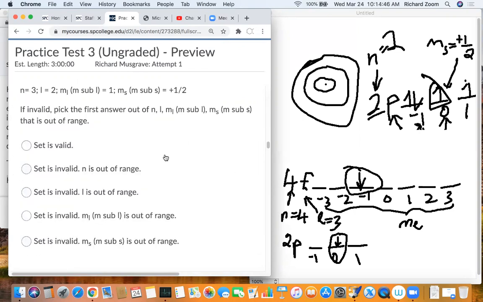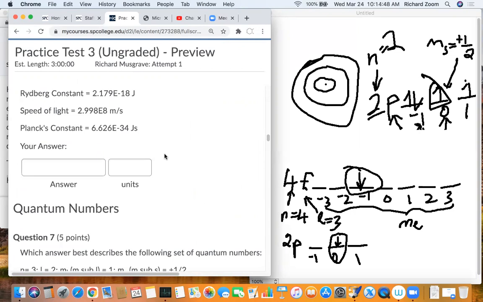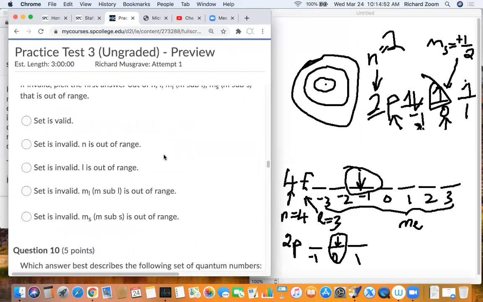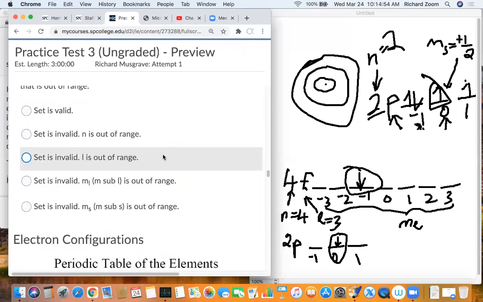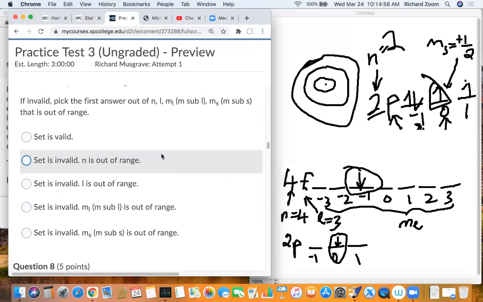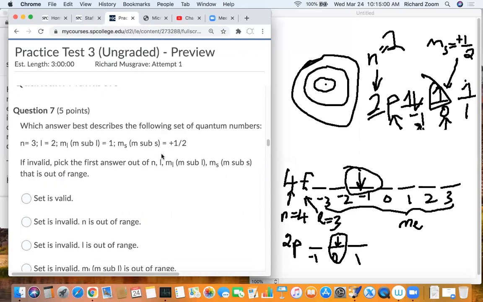So this is what the question looks like. It's in the quantum numbers section. We've got questions 7 through 10, I think. Yeah, 7 through 10. And you get a quantum number set, and you're asked to figure out if it's valid, and if it's invalid, why it might be invalid.